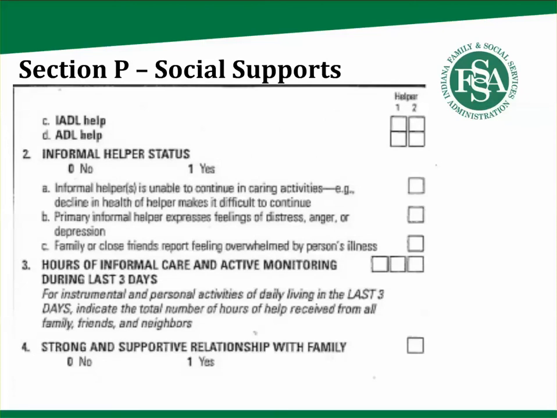So moving on to IADL help C and ADL help B. With these ones here, we want to look at whether the helper helped with these areas. ADLs are your personal hygiene, bathing, and dressing, and IADLs would be transportation, making meals, and ordinary housework. So we want to know if the helpers helped in those 2 areas.